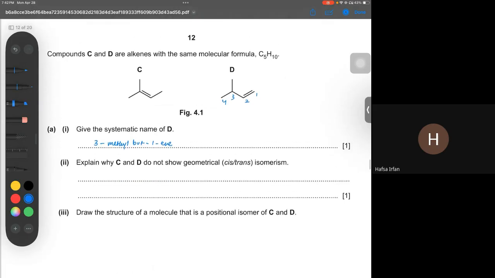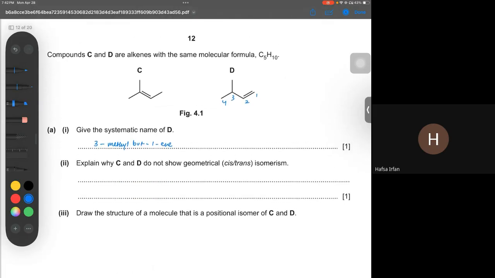Explain why C and D do not show geometrical isomer. I told you that there should not be the same group attached to the double bond carbon. So the reason is, this is only 1 mark, I would say that the carbon-carbon double bond has the same groups attached.